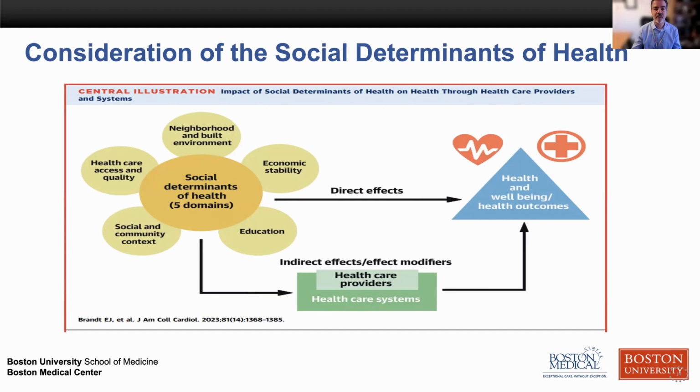And our organizations and policymakers can help by improving the neighborhood, the built environment, and other aspects like food insecurity and economic instability that negatively impact health and well-being.